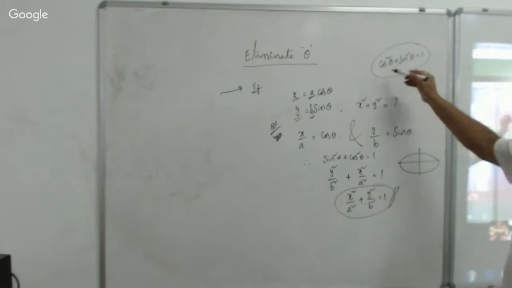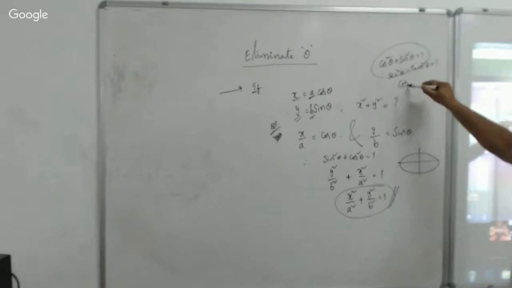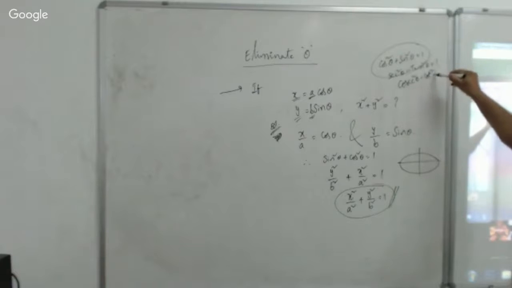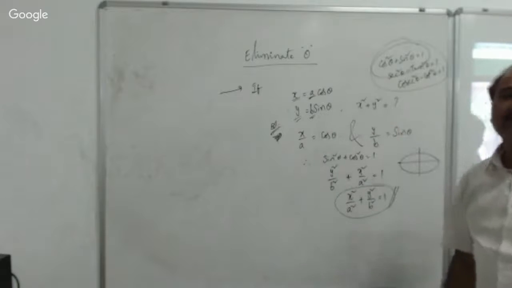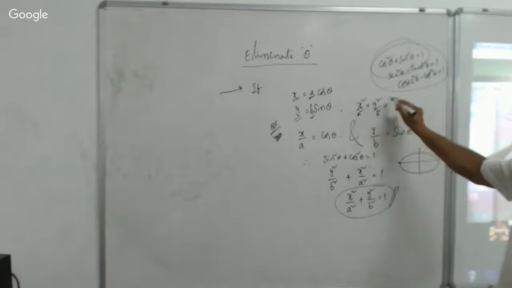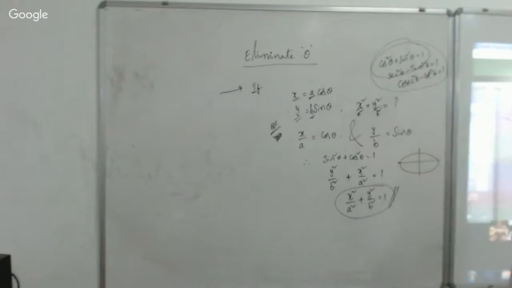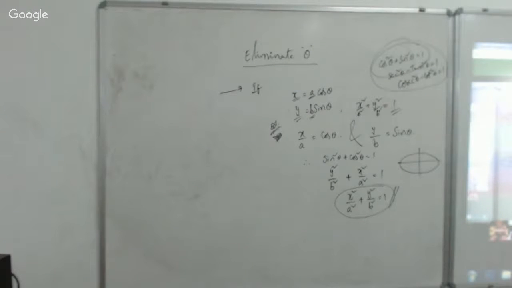By using cos square theta plus sin square theta equal to 1. Of course, you can apply secant square theta minus tan square theta equal to 1, cosec square theta minus cot square theta equal to 1. Generally, by using these formulae, we can eliminate theta. Sorry, here also this is the value of this expression. It is equal to 1.